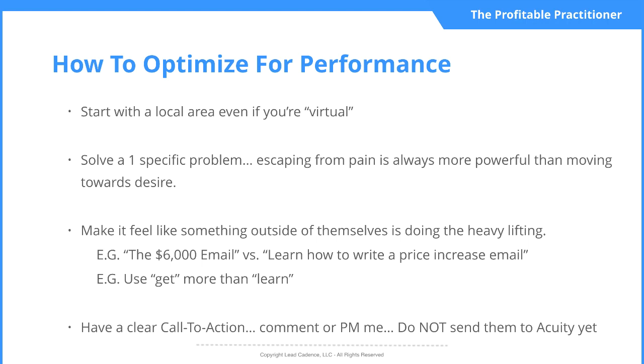So one of the ways that we can do this is anytime we're saying learn how to do such and such, let's see if we can change that to say get this such and such. So using get more than learn in our ads and in our marketing copy is going to help us do that. It's going to make it feel like there's something tangible that they're getting, and it's less dependent on them and their motivation and their commitment to get that result.